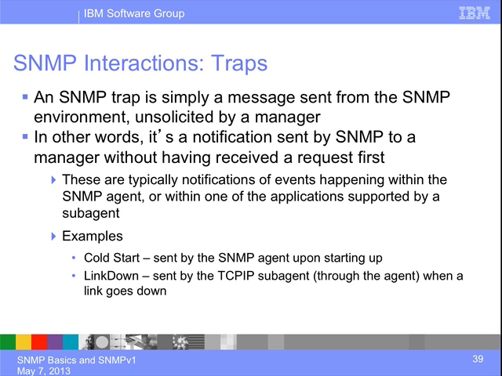Aside from requests, SNMP agents and subagents can generate traps. A trap is an unsolicited notification sent from the agent to the manager and is used to inform the manager of events occurring either in the SNMP environment or in the application space of one of the subagents. An example of this is a cold start trap, which the agent sends out upon initializing. This serves to notify managers that the agent is available for queries. Similarly, if a link goes down in the TCP/IP stack, the TCP/IP subagent may generate a link down trap.